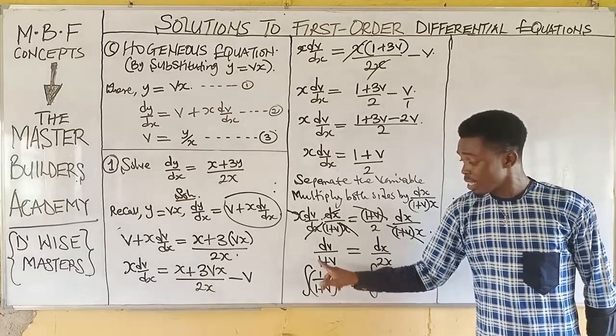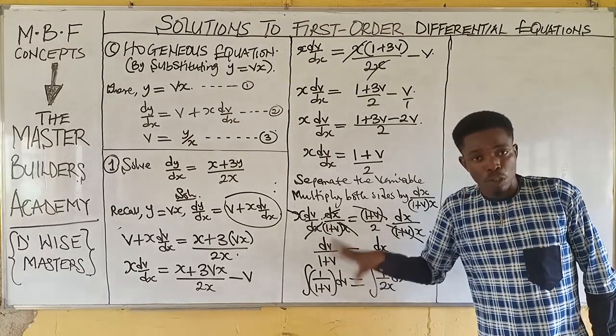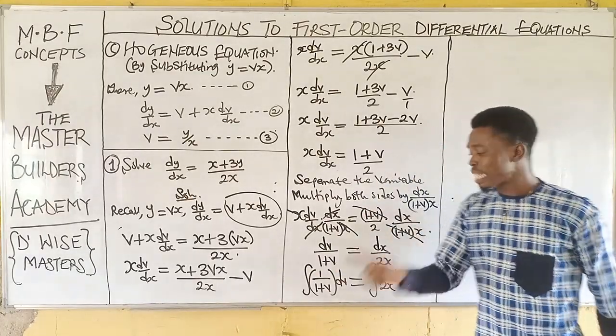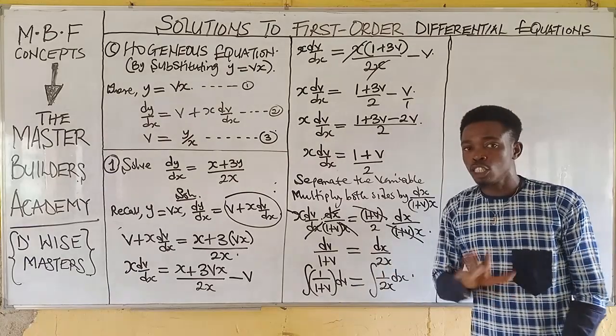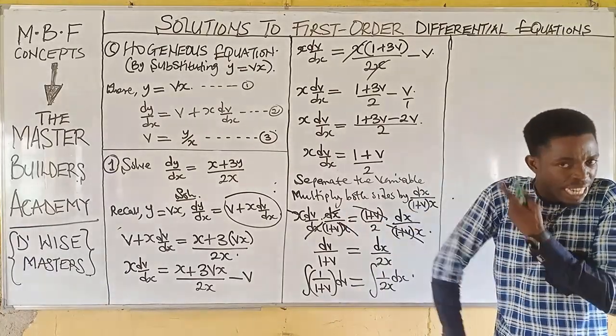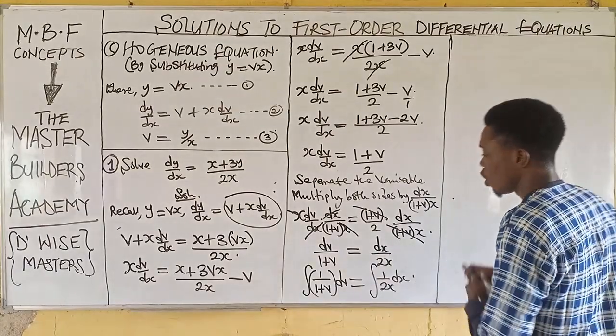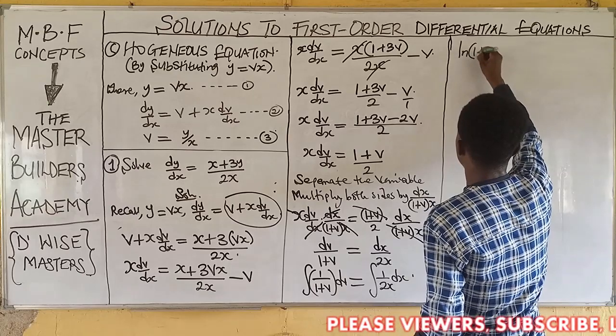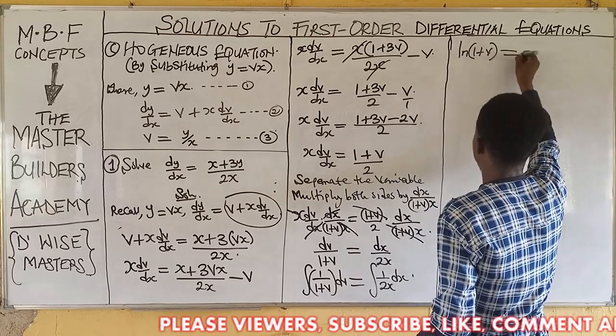That is to say, when we integrate 1 over 1 plus v, we will have 1 plus v in the denominator. So anytime you have 1 over a function at the denominator and the power of the variable at the denominator is 1, you just have the ln of the denominator. So therefore, if we integrate this, it will have given us the ln of 1 plus v, which is equivalent to.